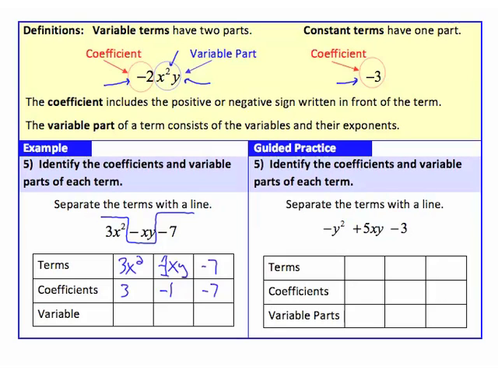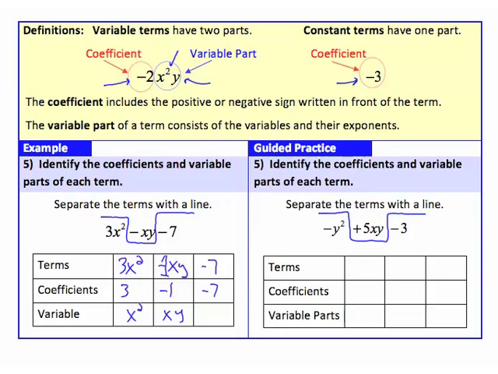Now let's take a look. The variable parts of my terms, the first term, 3x squared, the variable part is x squared. My next term, the variable part is xy. And the last one was a constant term, so it doesn't have a variable part. Now it's time to check your understanding of identifying the coefficients and variable parts of terms. Pause your video player and answer this guided practice question. When you're done, hit play to see how you did. Question 5. Identify the coefficients and variable parts of these terms. So the first thing we're going to do is separate the terms with a line.